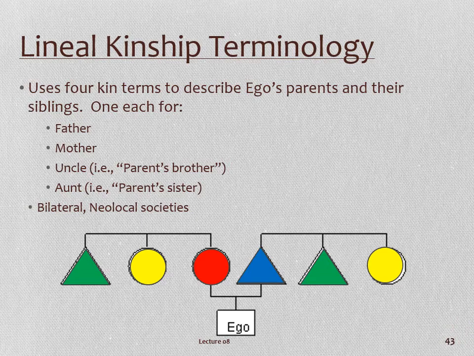On the other hand, our residence pattern is neolocal, so mother and father both live in Ego's household and play a much more important role in his life while growing up. We thus differentiate mother from aunt and father from uncle using 4 terms total.